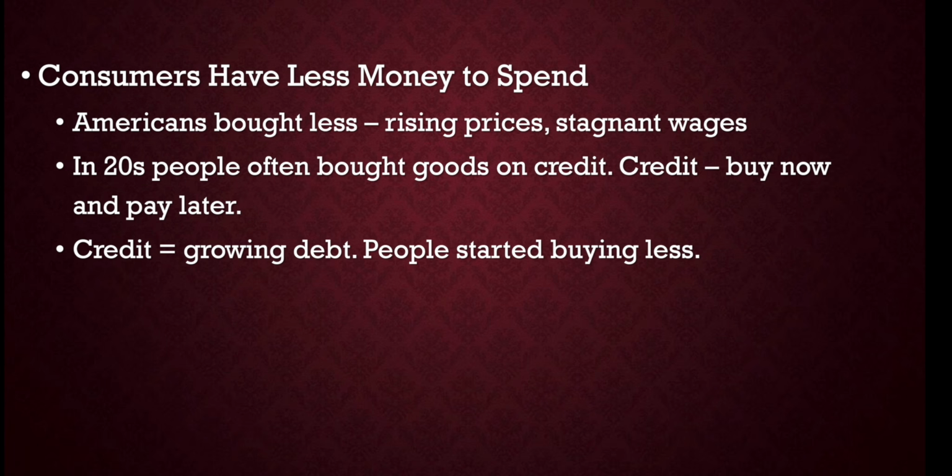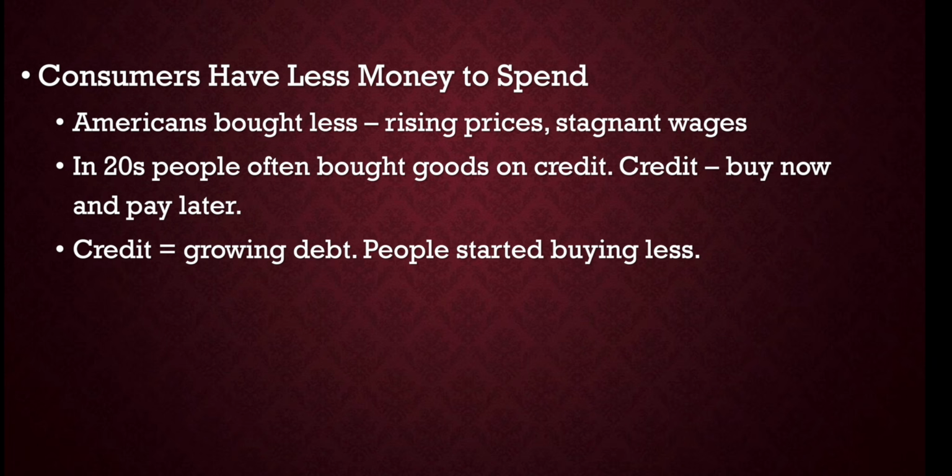Also introduced in the 1920s was this idea of credit, where you buy now and you pay later. So Americans often were buying goods on credit, racking up all this debt. And because they were increasing their debt, their spending power also decreased. Once you get so far into debt, you can't buy any more goods, like that brand new appliance on the market or a brand new car, because you already are way too much in debt. So rising prices, stagnant wages, and accumulating debt caused people to start buying fewer things, which is going to hurt businesses and their continued growth throughout the 1920s.